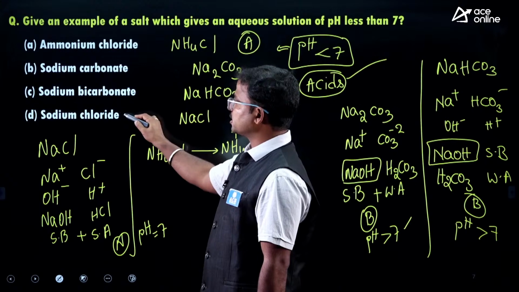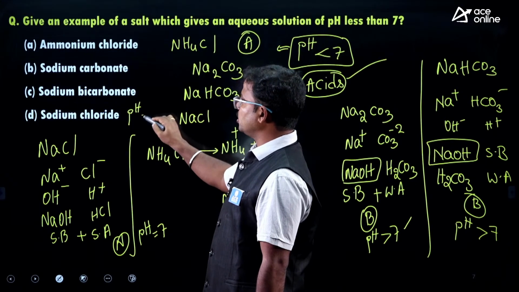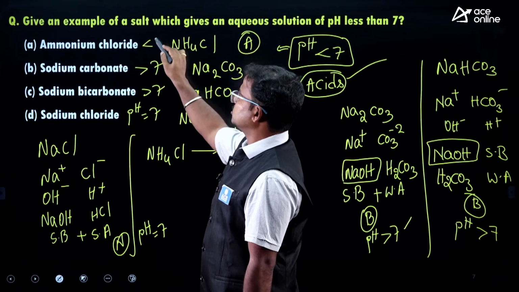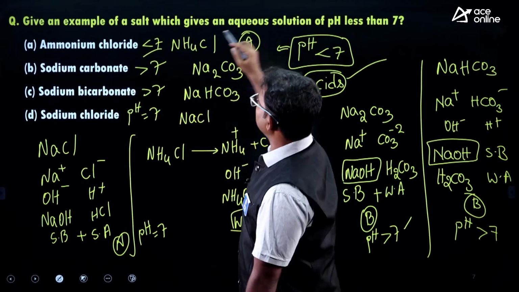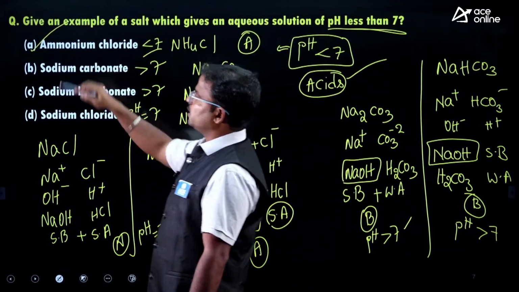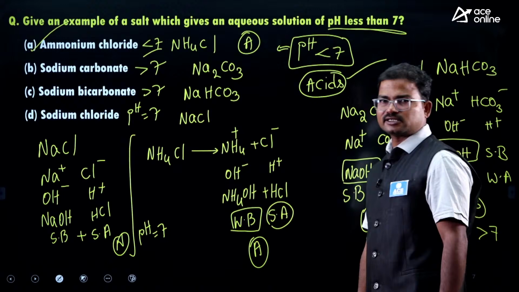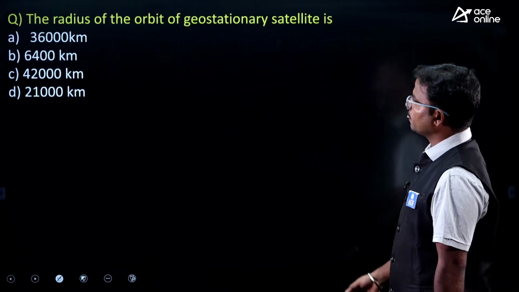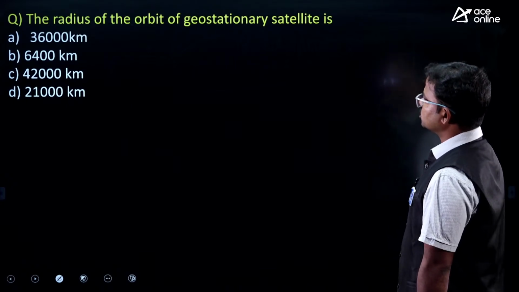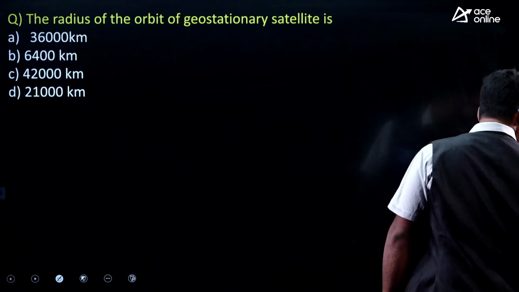Okay, so finally here the conclusion: its pH value equals 7, this is greater than 7, this one is greater than 7, but this one is only less than 7. Here they are asking about pH value less than 7. So that's why we have to consider option A is the right answer. Okay, option A. Right, so next one, the radius of the orbit of a geostationary satellite.